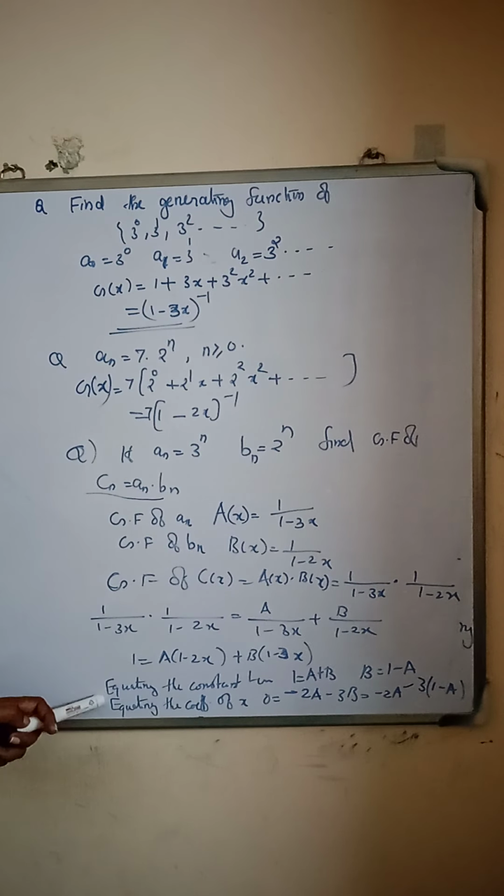First we equate the constant terms. Here 1 is the constant term, and on the right side a plus b are the constant terms. So 1 is equal to a plus b, that implies b is equal to 1 minus a. Next we equate the coefficients of x. On the left hand side there is no x term, so the coefficient of x on the left hand side is 0. And what about the right hand side? On the right hand side it is a into minus 2, that is minus 2a, plus minus 3 into b, that is minus 3b. What is b? b is 1 minus a.